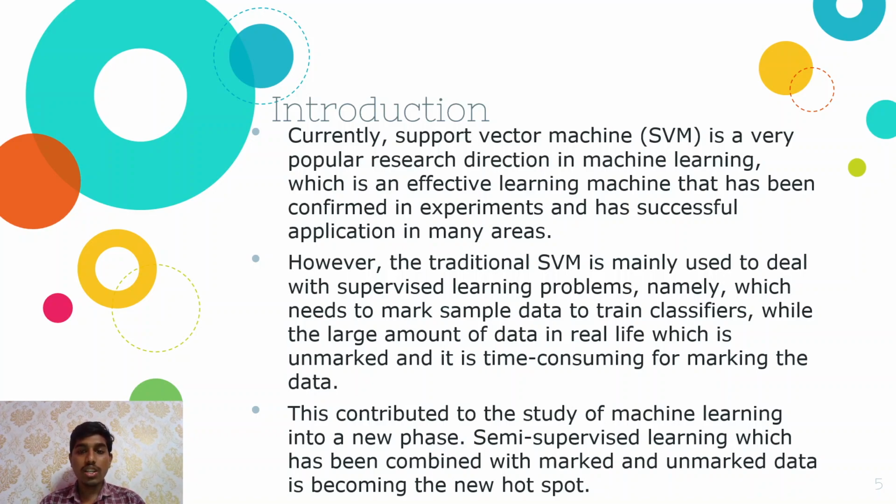However, the traditional SVM is mainly used to deal with supervised learning problems, namely, it needs marked sample data to train classifiers, while the large amount of data in real life is unmarked and it is time consuming to mark the data. This pushed the study of machine learning into a new phase, semi-supervised learning, which combines marked and unmarked data and is becoming the new hotspot.